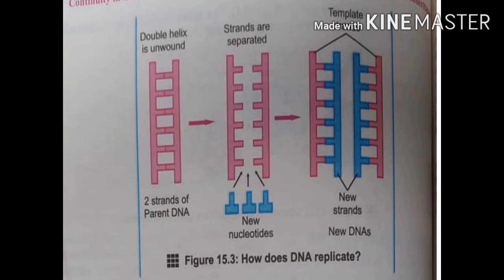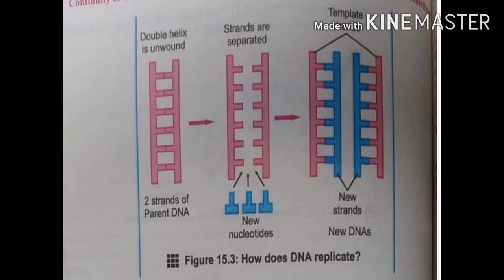Its nitrogenous bases make pair with the N bases of new nucleotides. In this way, both template strands make new polynucleotide strands in front of them. Each template and its new strand together then form a new DNA double helix identical to the original. So here you are watching, in first step double helix is unwound.